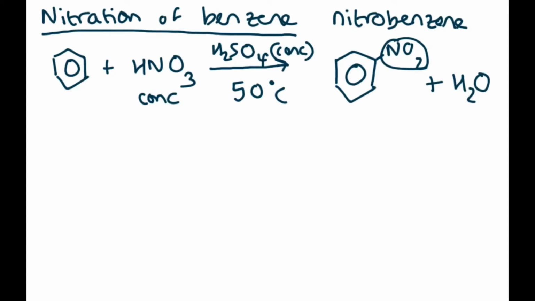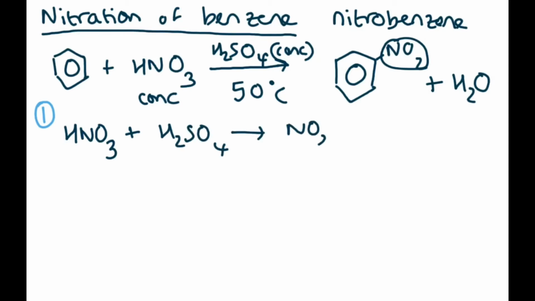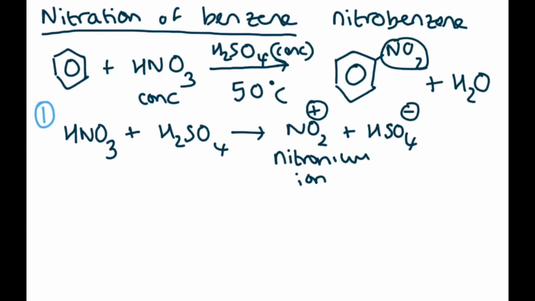So the mechanism comes in 3 steps, just like all the other mechanisms. So step 1 is when you generate the electrophile. You generate the electrophile with nitric acid, concentrated, plus sulfuric acid, concentrated, and this makes something called NO2+, and that's a nitronium ion. It does go by different names. Plus HSO4-, plus the other item is water. Can you check it's balanced? Always check your equations are balanced.